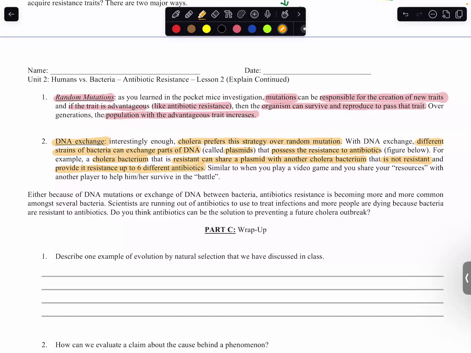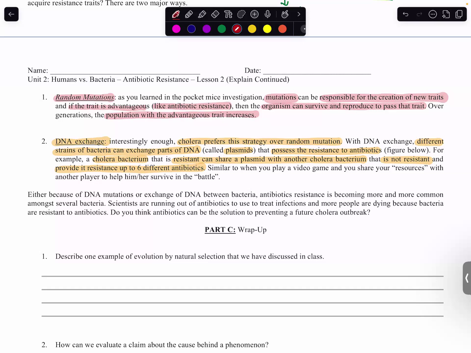Similar to when you play a video game and you share your resources with another player to help him or her survive in the battle. Guys, that's really incredible. Believe it or not, that's a form of sexual reproduction. They're exchanging DNA between each other, right? Creating more genetic variation. So one cholera bacterium that is resistant is basically saying, listen, I know you're not resistant, but I'm going to help you out. Take this and you'll be resistant to those pesky humans that are trying to kill us with all these antibiotics, right?